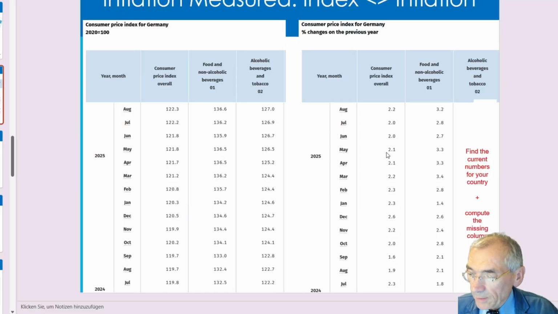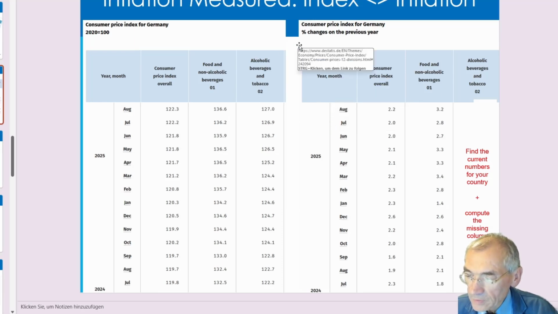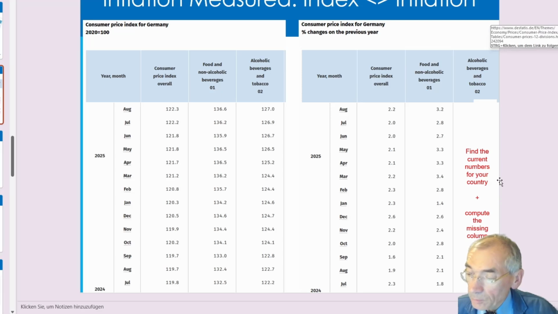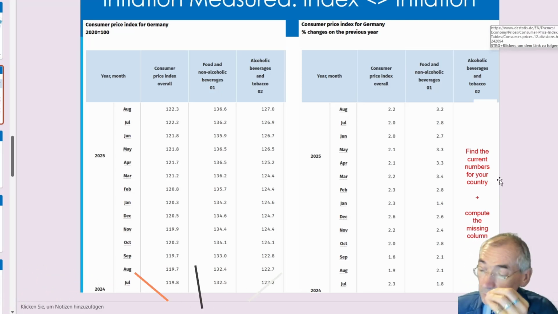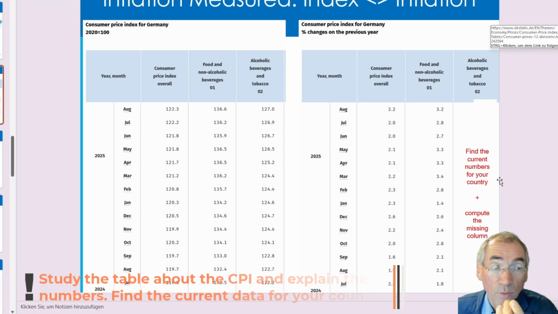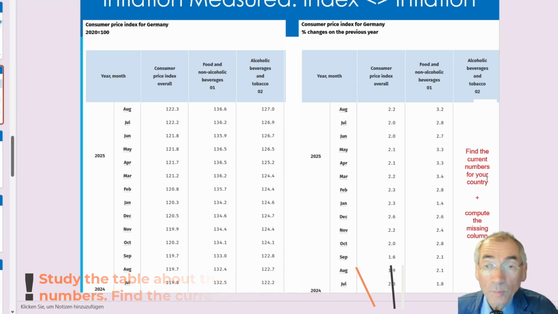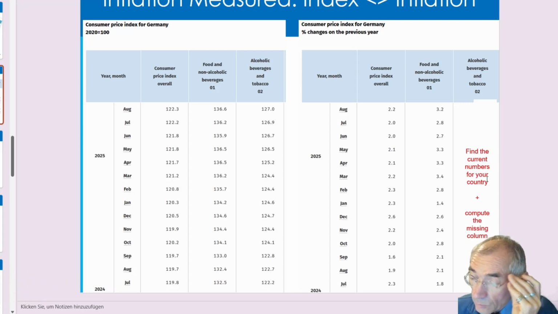On the next slide, I put the two next to each other, so you can see here for the same month the index as well as the rates that we look at here. And a task is number one, the most important task, to understand what we see here and what we can do with this. And number two, find the current numbers for your country. First of all, for Germany, but we might, depending on how much time we invest in this, say, okay, different teams do different countries and so on.